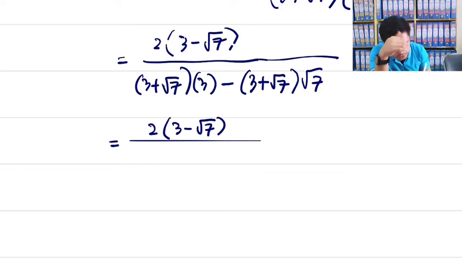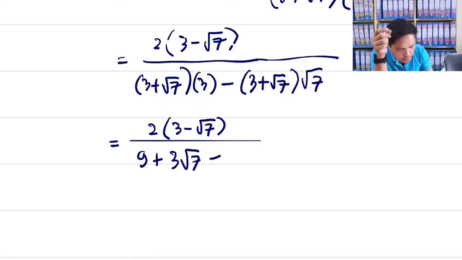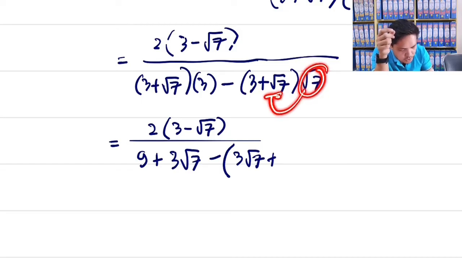3 times 3 is 9, plus 3 times square root of 7, that's still 3 square root of 7, minus, how about here? This times this. Lagyan natin parenthesis dito. Square root of 7 times 3. That is 3 square root of 7 plus square root of 7 times square root of 7.